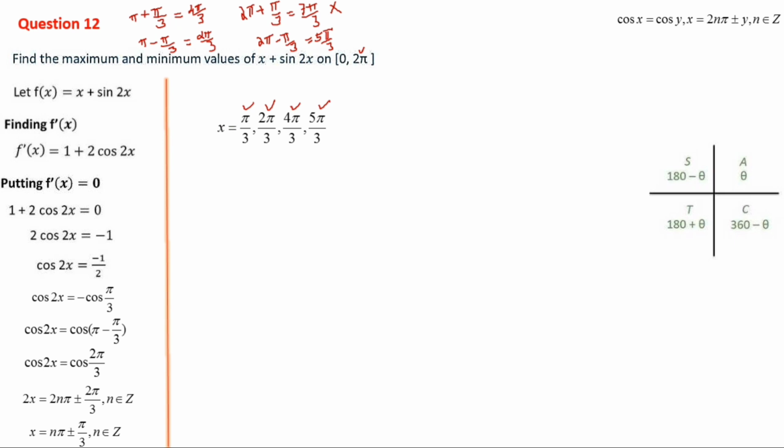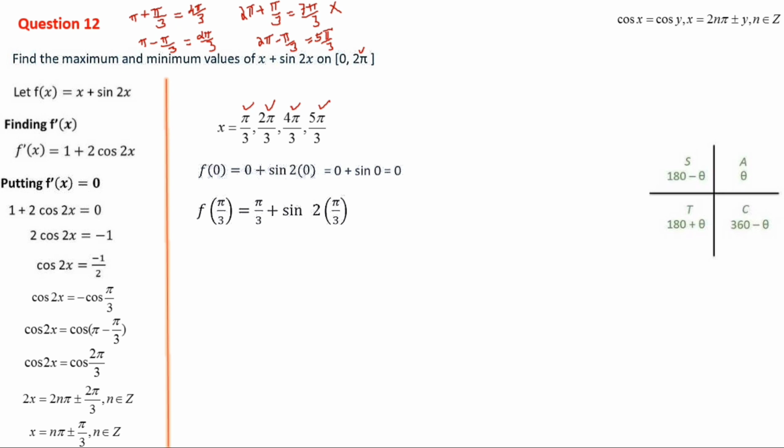Find out those values by substituting it in the function. F of 0. First value 0 plus sine 2 into 0. 0 plus sine 0. 0 plus sine 0 is 0. F of pi by 3. F of pi by 3 if you put here x is pi by 3 plus sine 2 into pi by 3. Here little bit of work again we have to do.